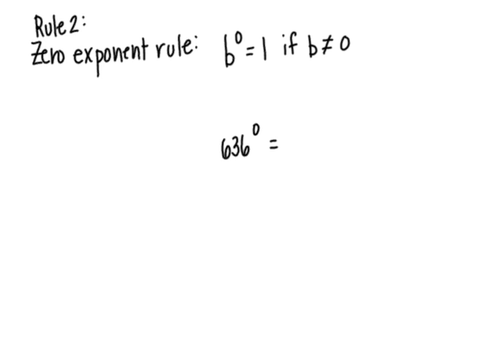Our second rule is the zero exponent rule, and it says any base to the zero power is 1 as long as that base itself is not 0. So our example for this rule says if we have 636 to the 0 power, that answer is 1.